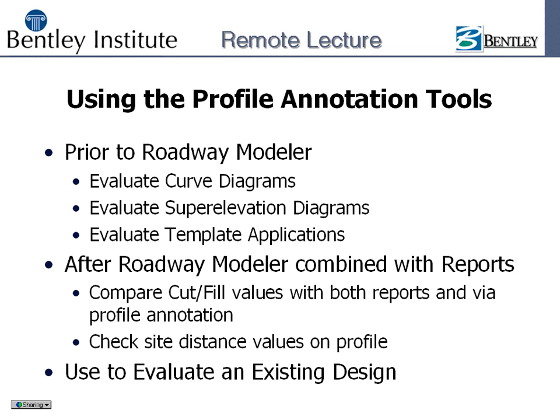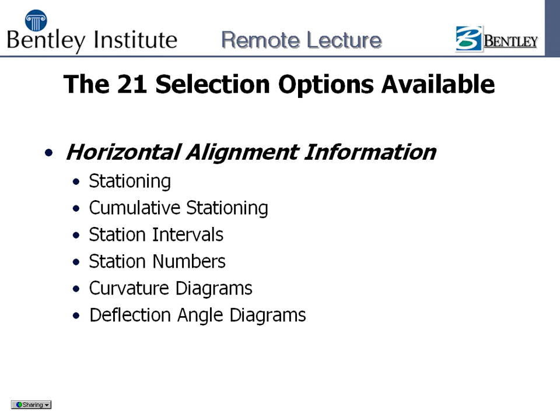And then after the modeler run, you can combine reports so you can compare cut fill values both with your reports and your profile annotation. What this does, instead of you having to go back and forth between your reports and profiles, is you can see it immediately. Additionally, you can check sight distance values on profiles. And then another method is used to evaluate an existing design. So you can have existing alignments and existing DTMs and come in and see how this thing is designed based on what we have. Okay, we're going to talk now for a moment about the 21 selection options available.